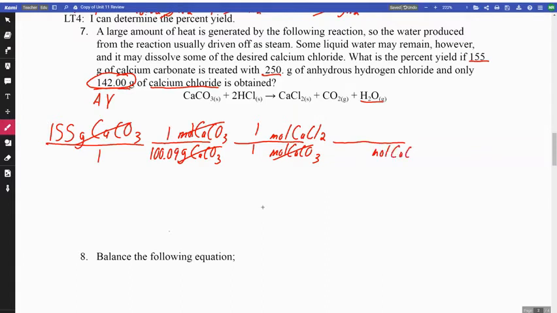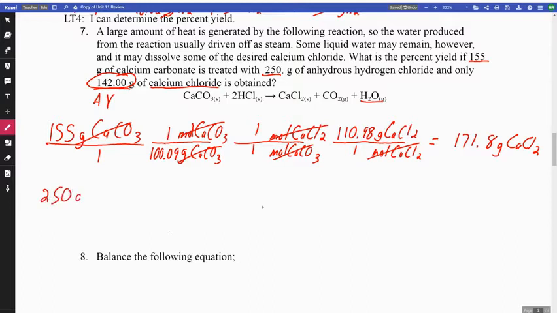Moles CaCl2 is on the bottom. Grams CaCl2 is on the top. 1 goes in front of moles. Molar mass goes in front of grams. So 110.98. Moles cancel out. We're left with grams. That is where we want to be. So we do our math, and that comes out to 171.8 grams CaCl2.